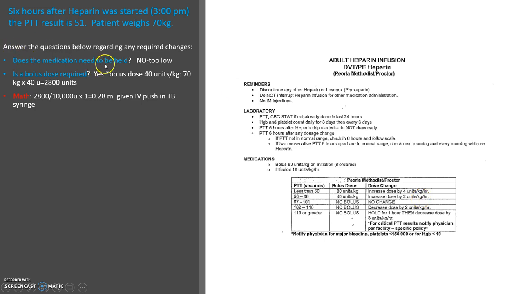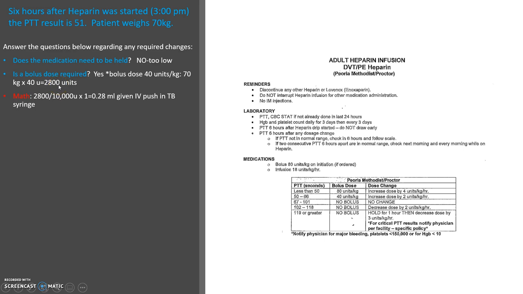So does the medication need to be held? No. If your PTT was too high and their blood was too thin, we would hold it. That's not the case. It's too low. So is a bolus dose required? Yes, we already determined that we have to give them a 40 unit per kilogram bolus dose. The math on that is 40 units times 70 is 2,800 units.